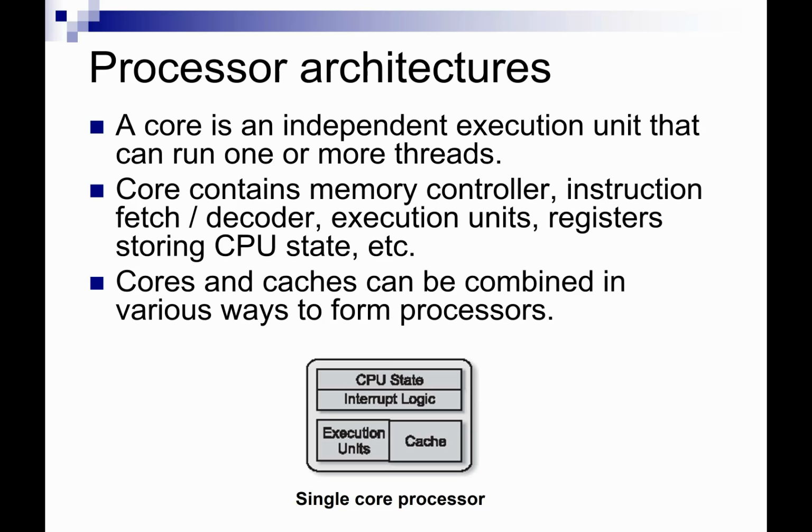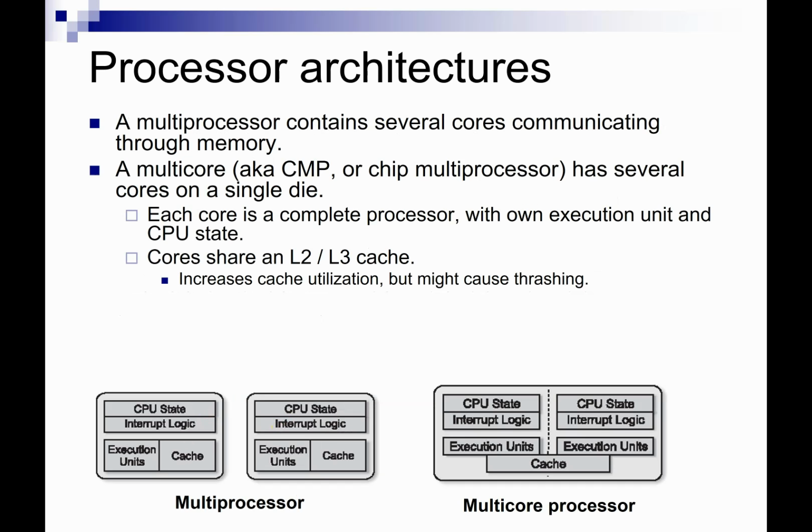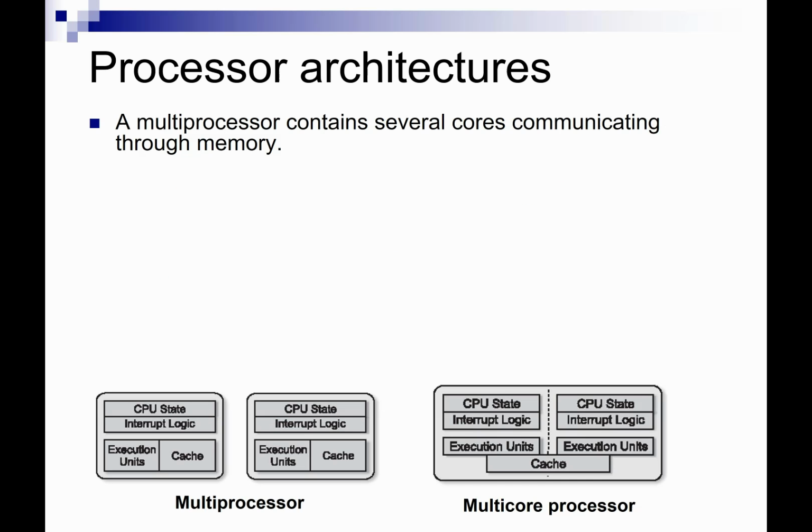Now, we can combine these different cores and different caches in different ways to form different types of processors. Here I'll look at 2 different types of processors. The first one is called the multiprocessor. Here we again have 1 core per processor, but we have 2 processors. The way the processors communicate with each other, because we need them to work together, is that they need to go through memory, because these 2 processors don't have any direct links to each other.